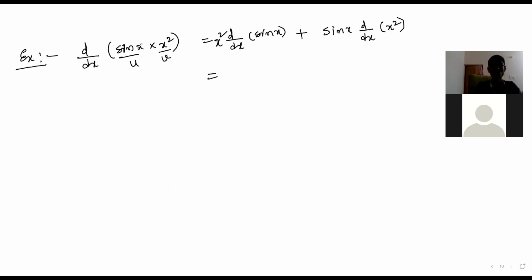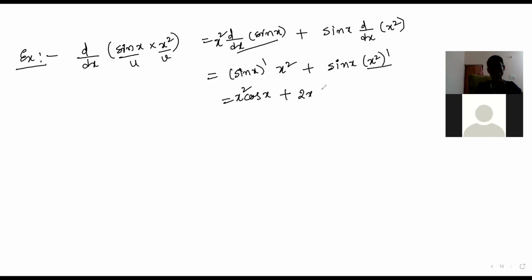What is it? U dash, no? Sin x ka dash into x square plus, if you keep sin x aside, then x square ka dash. Like this. So what is the dash means? Derivative. Here also we wrote the same thing. So what is the sin x derivative? Cos x into x square. Whenever it comes, x square you should write first actually. x square cos x plus here sin x into x square ka derivative. x square derivative is 2x into sin x.